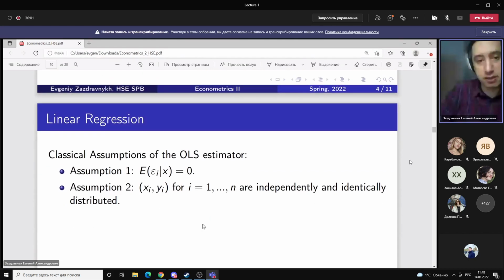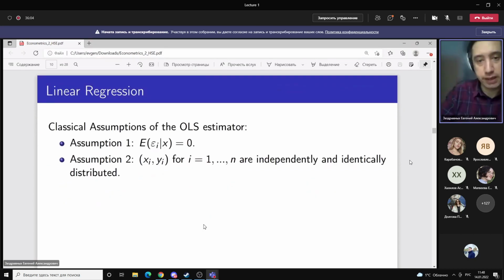Another important assumption is that x and y are independently and identically distributed. What does it mean? It means that our sample, roughly speaking, is representative. There is no selection problem in our sample. This is a pretty common problem if you work with survey data. For example, you analyze firm performance using Russian data, and if you have an IP or sole proprietorship, you cannot observe financial indicators of sole proprietorships in Russia.